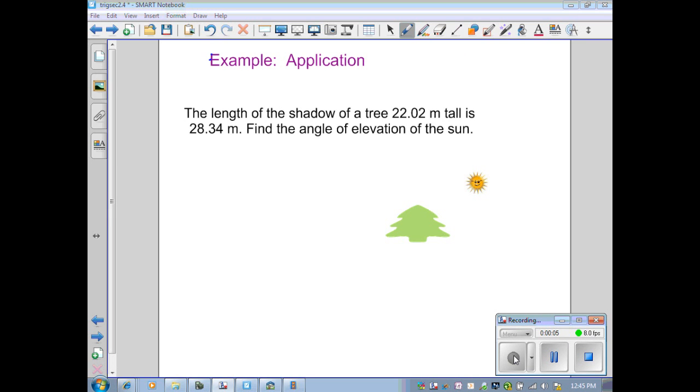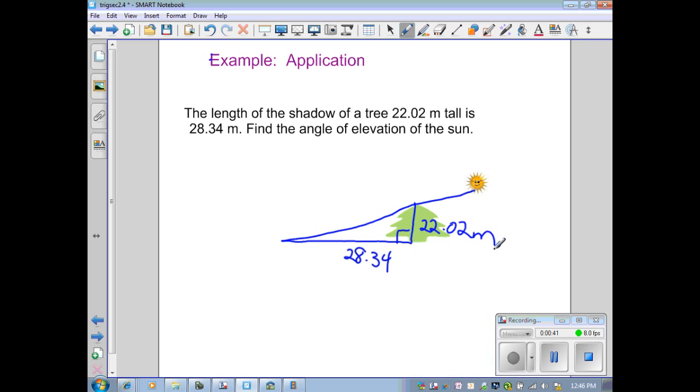The length of a shadow of a tree that is 22.0 meters tall is 28.34 meters. Find the angle of elevation of the sun. The sun in this diagram will create a shadow from the tree. They said that the shadow length from the tree base is going to be 28.34 meters. If I drop a vertical line to the base, that will generate a 90-degree angle. And that gives us the height of the tree, which is 22.02 meters.